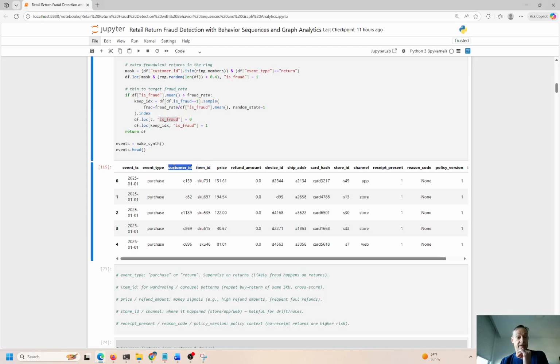But in some cases they actually do. So I don't care about the customer. I don't care about the store ID too much. I mean, maybe if there's high frequency fraud at one store, I might want to be aware of that. But again, IDs don't deliver a ton of information.